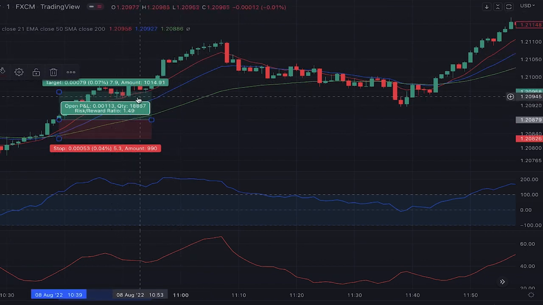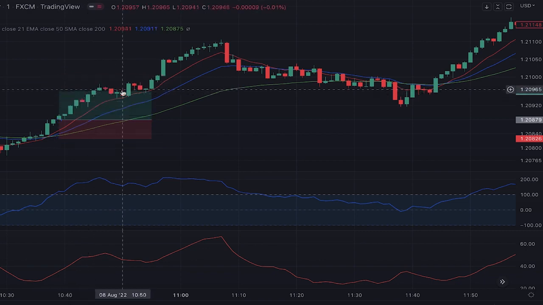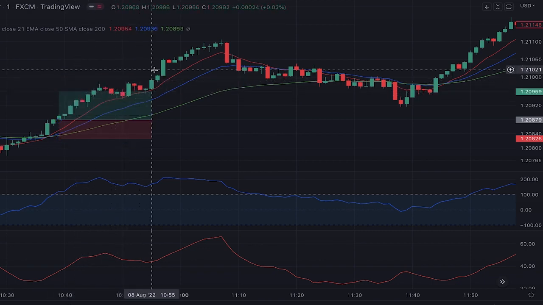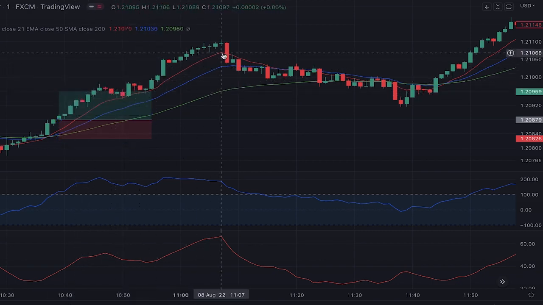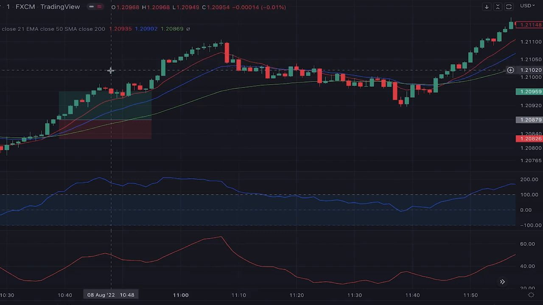One way is setting it in advance and taking it at a level which makes the risk to reward ratio equal 1.5, which is at this level. The other way is taking the profit when we get the first candle that is closed below the moving average with length of 21, the blue one, which happened here at this level.